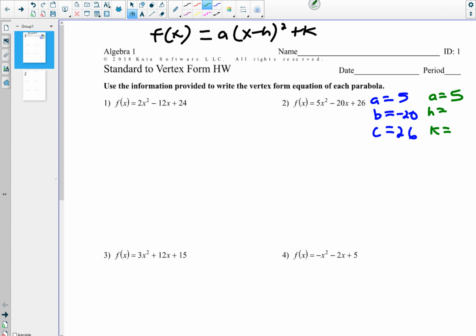You can write it down. Negative B over 2A. So H is going to be, if B is negative 20, then it'll be positive 20 over 2 times 5, which is positive 20 over 10, which is 2. So H is 2. But then I need K.